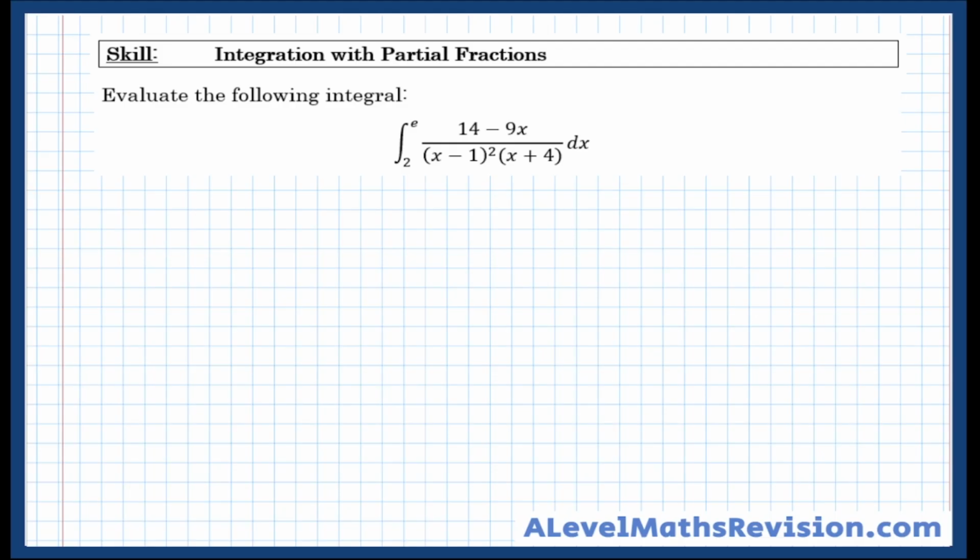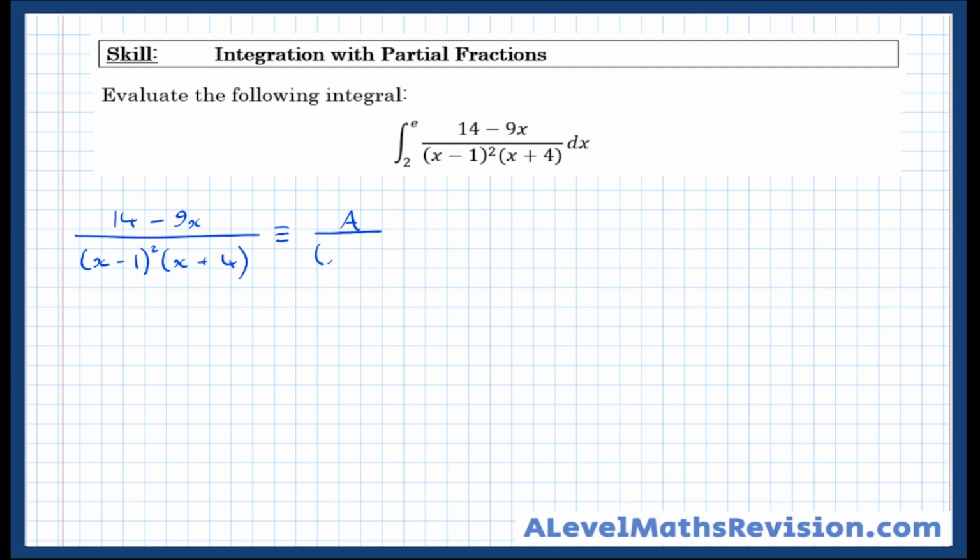So we've got this integral here between e and 2 of 14 minus 9x over (x minus 1) squared (x plus 4). So let's use the method of partial fractions to turn this from something that's currently too hard to integrate into something that's a bit nicer to integrate. At this point, you might want to pause it and have a go at this yourself, because I think if you've followed the lessons up till now, you'll be more than capable of doing this now that I've given you the clue that it's a partial fractions integration. Otherwise I'll keep going.